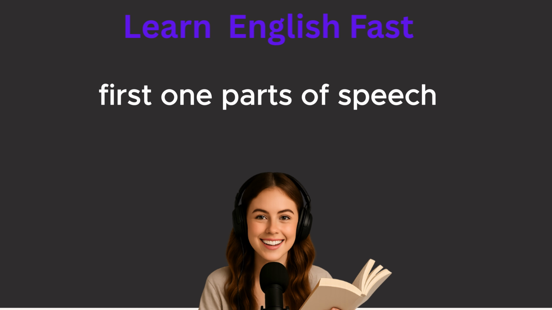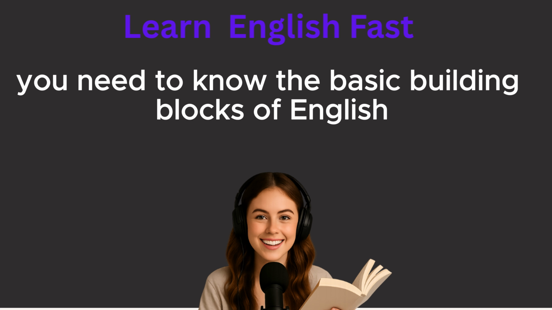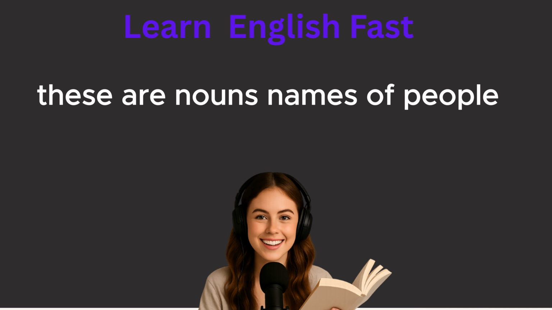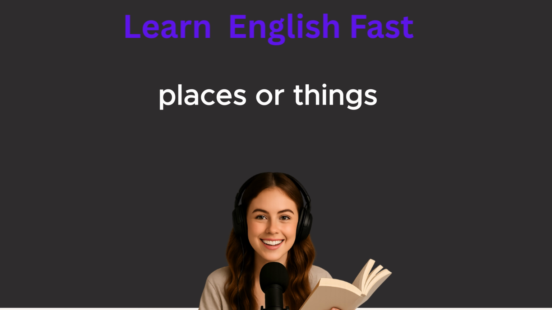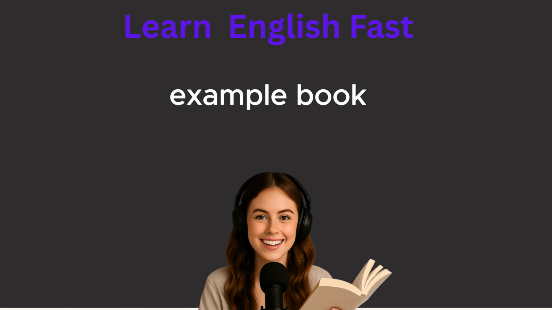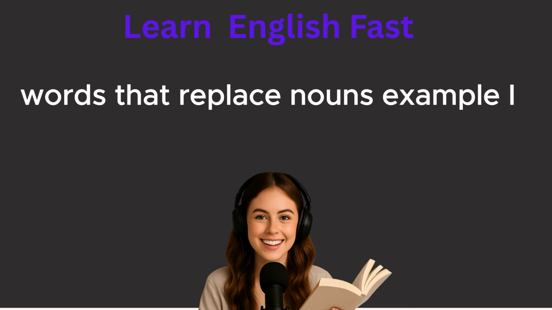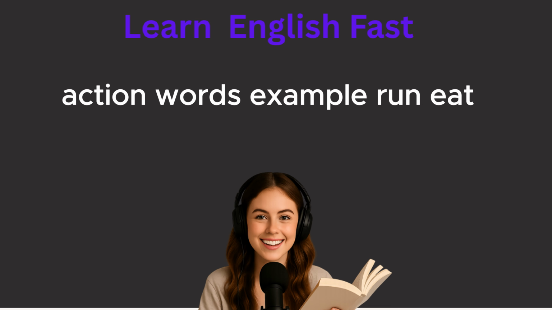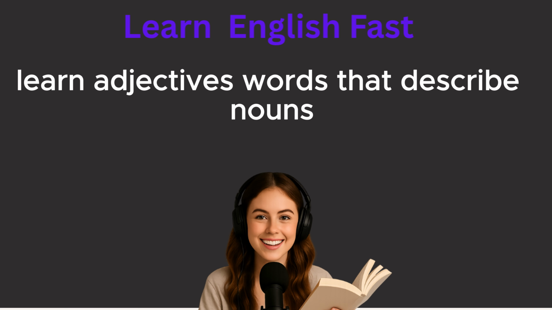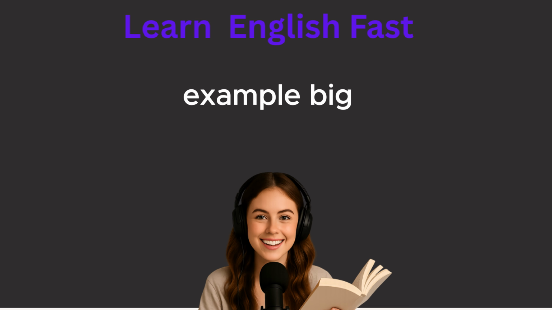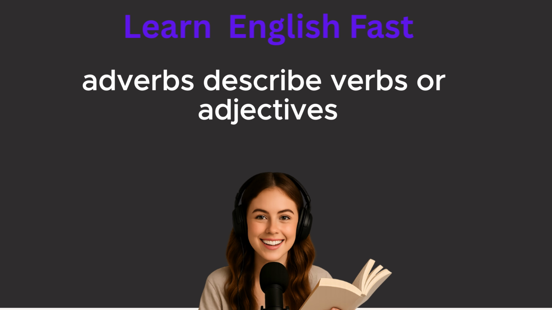1. Parts of speech. You need to know the basic building blocks of English. These are nouns, names of people, places, or things. Example: book, teacher, city. Pronouns, words that replace nouns. Example: I, he, they. Verbs, action words. Example: run, eat, learn. Adjectives, words that describe nouns. Example: big, happy, blue. Adverbs, describe verbs or adjectives.